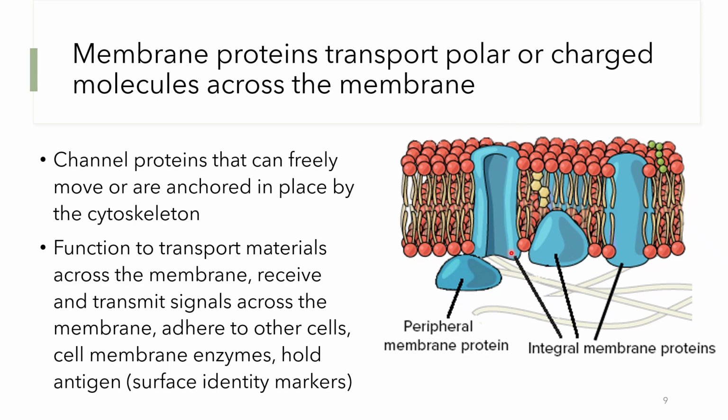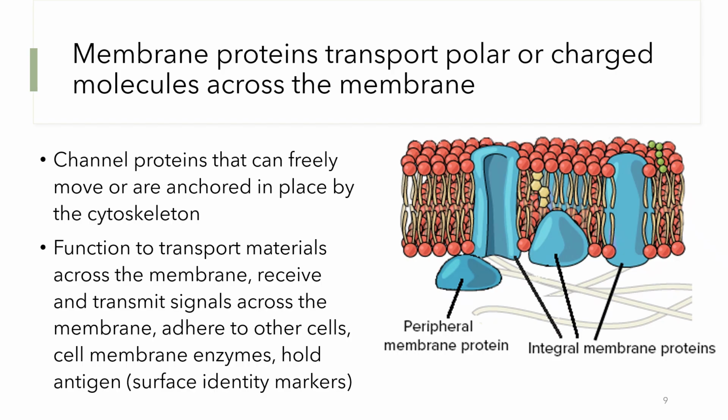So throughout the membrane, we will have lots of different membrane proteins, and their primary job is to transport those polar or charged molecules that otherwise cannot get across the membrane. So those are our transport proteins. They'll act as like little channels. Some of them can freely move through the membrane itself. Others are anchored in place by the cytoskeleton. But that's just one particular job of membrane proteins.